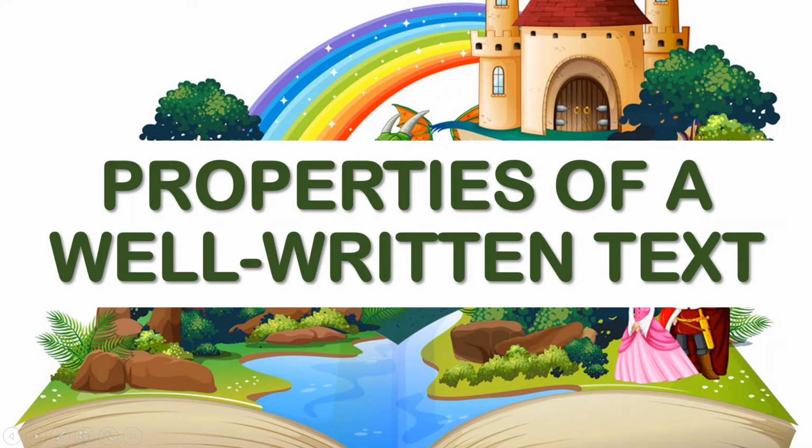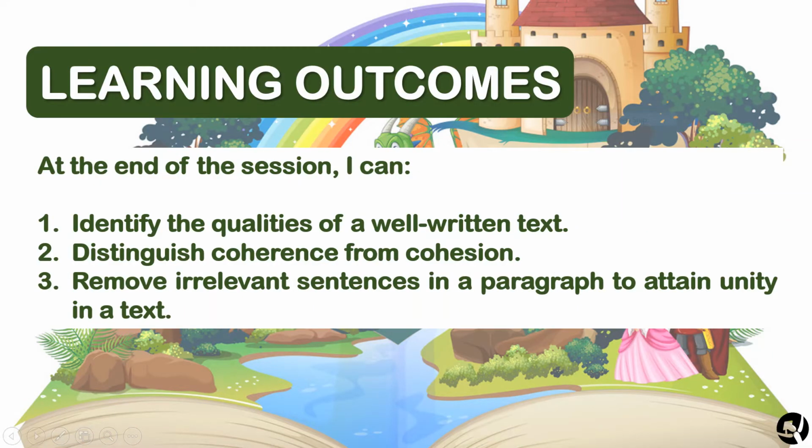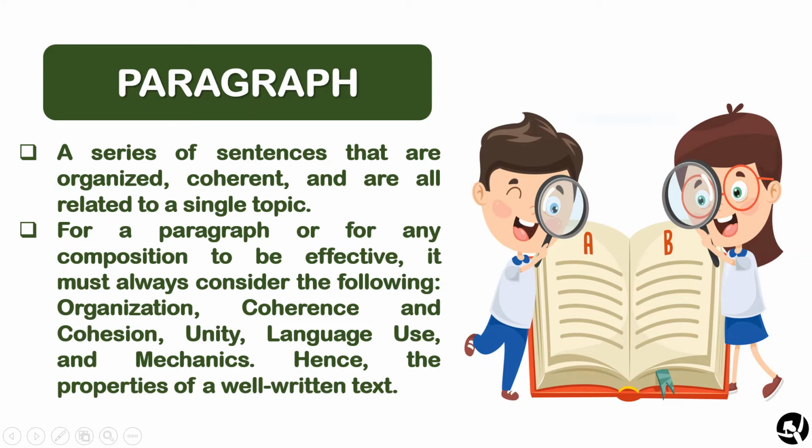Properties of a well-written text. At the end of this lesson, you should be able to: number 1, identify the qualities of a well-written text; number 2, distinguish coherence from cohesion; and number 3, remove irrelevant sentences in a paragraph to attain unity in a text. What is a paragraph?